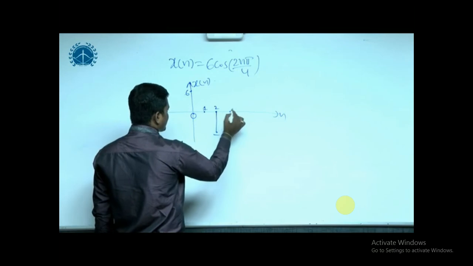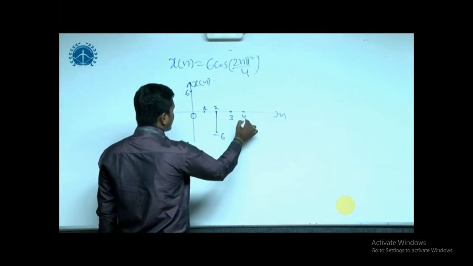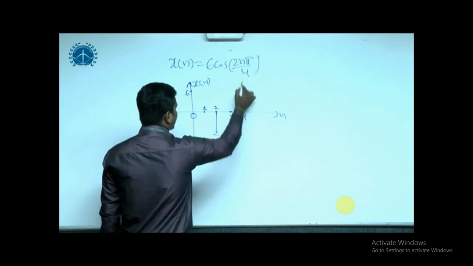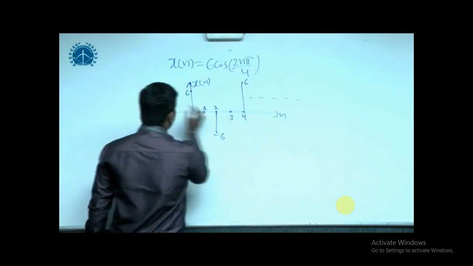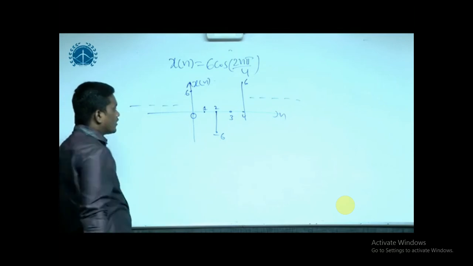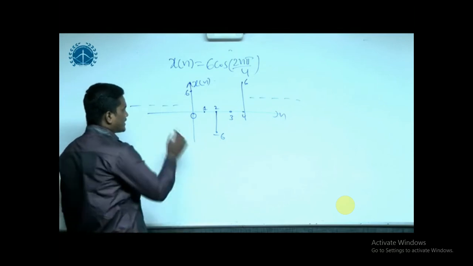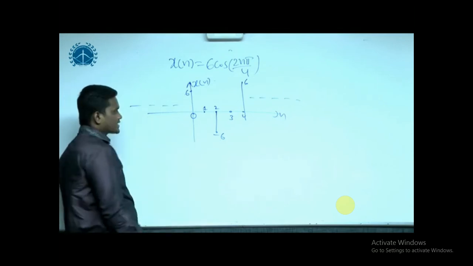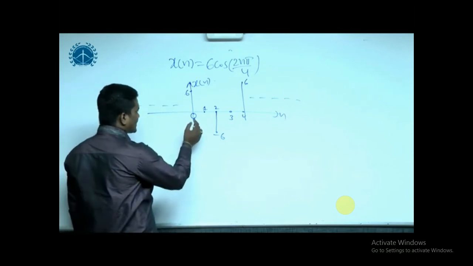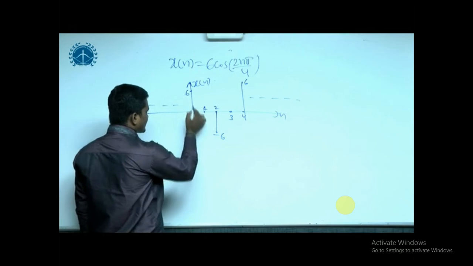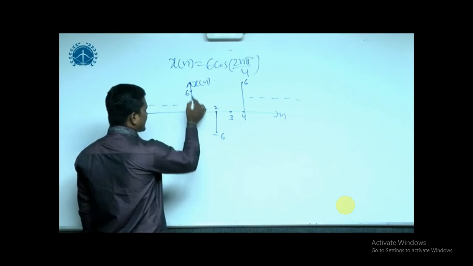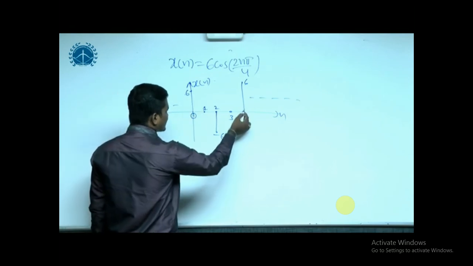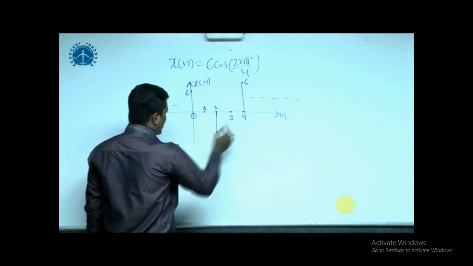If I substitute 3, 0. Next, if I substitute 4, I am going to get again 6. So is it going to be repeated? Now you consider, this is a periodic signal. By seeing this we can say, so what is the period of this signal? Here the signal 6 is repeating, here 6 is generated at 0, again 6 is repeating at 4.